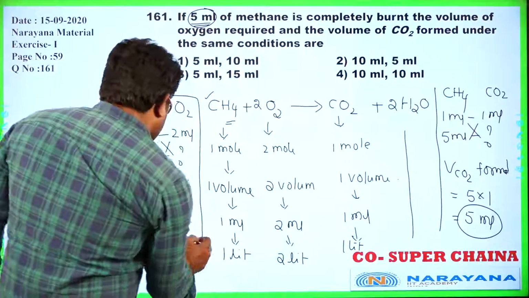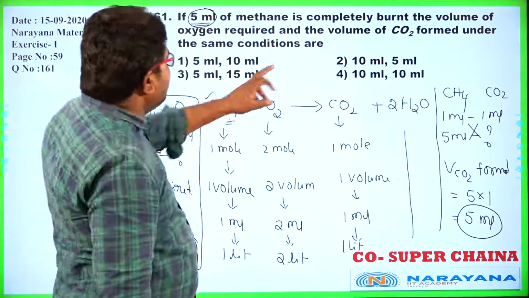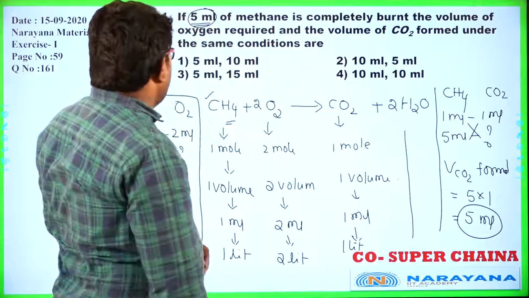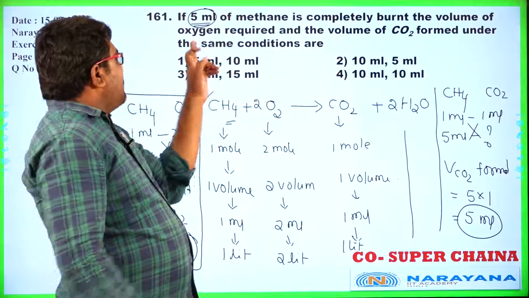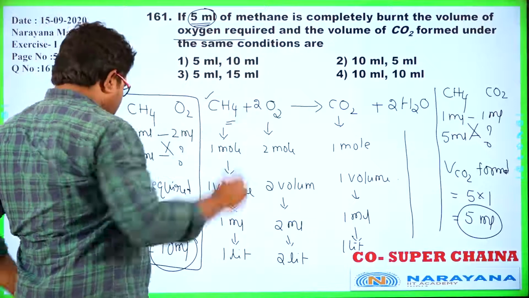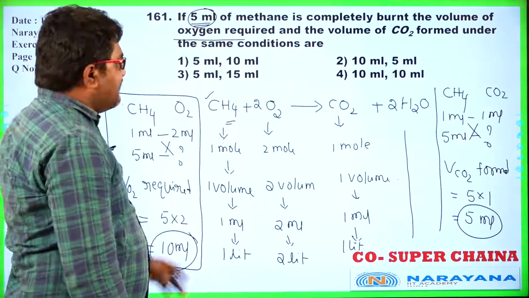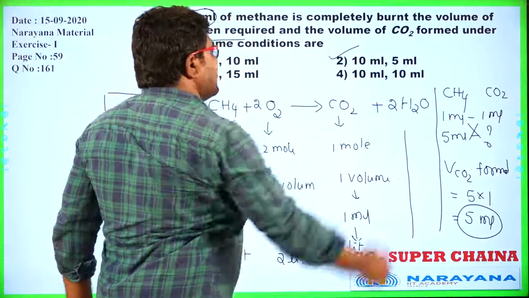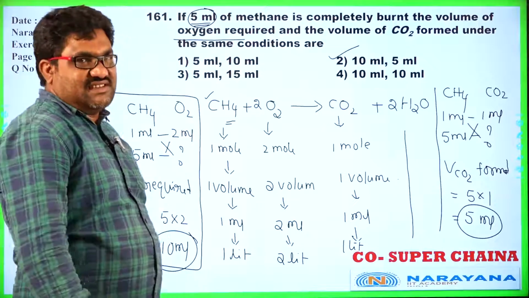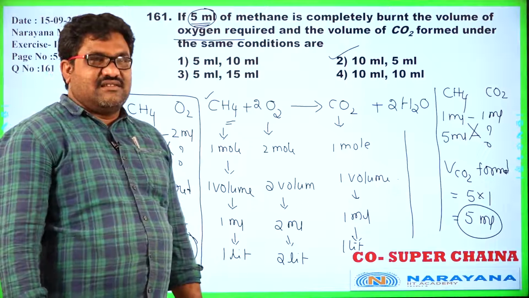So here are the two values: the volume of oxygen required and the volume of carbon dioxide formed under the same conditions. The first one is the volume of oxygen required. How much volume? 10 ml. And the volume of carbon dioxide is 5 ml. So which one is correct? The second one is correct. Is it clear? Yes, very easy.